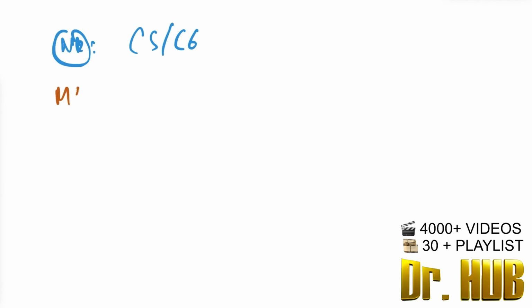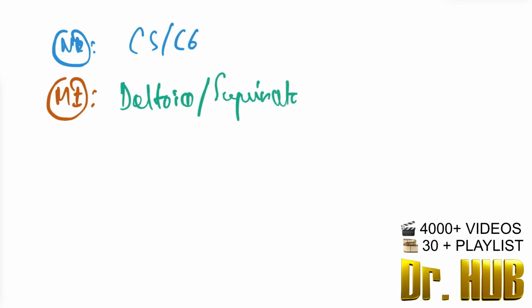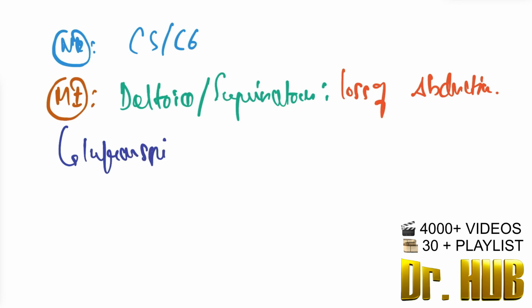So what will be the muscles involved? The muscles involved include the deltoid muscle and the supraspinatus muscle. They are involved with the loss of abduction. Abduction is anything that is away from the body. Then what are the other muscles involved? It involves the infraspinatus, which is the loss of lateral rotation.